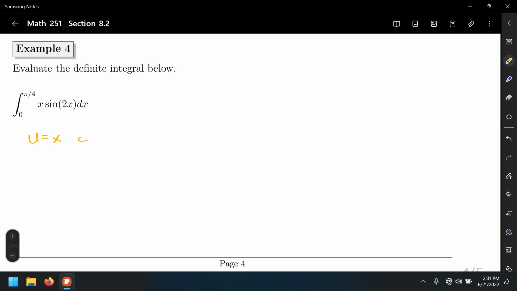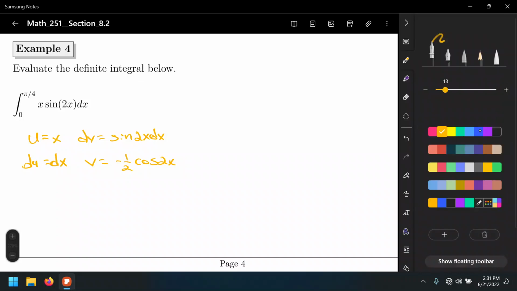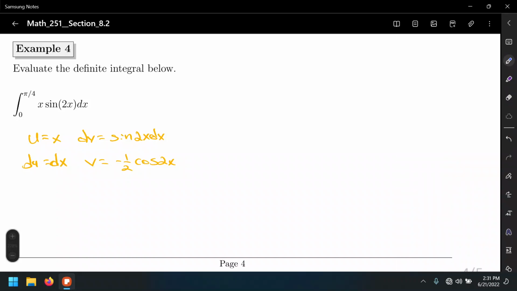x. That means dv equals sine 2x dx. Well, the derivative of u, that's du equals dx, and v equals negative cosine 2x times 1/2. Those are the parts that comprise the integration for this problem. Now let's put them together using the integration by parts formula.